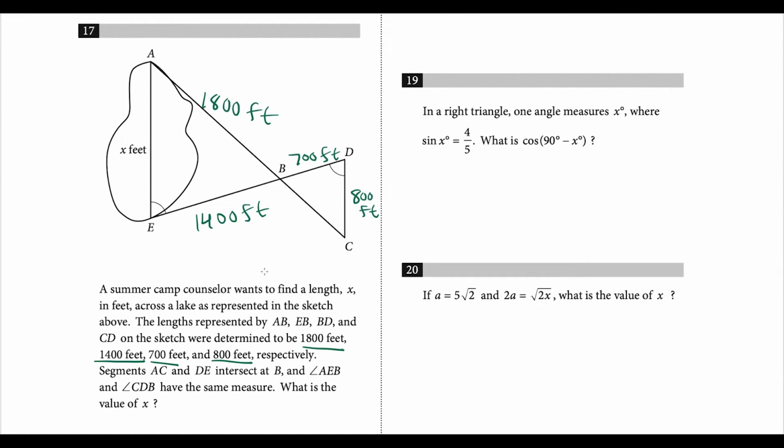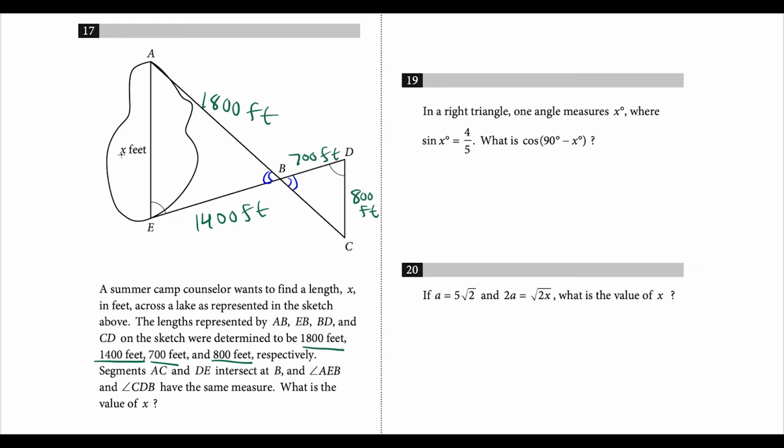And what we want to do is we have all this information. We have that the segments intersect, and AEB and CDB, these two angles have the same measure. What is the value of x? So for this question here, we're using similar triangles because since these angles are the same measure and we have vertical angles here, that means we have two triangles that have two pairs of congruent angles. So that means these triangles are similar, which means their sides are in proportion.